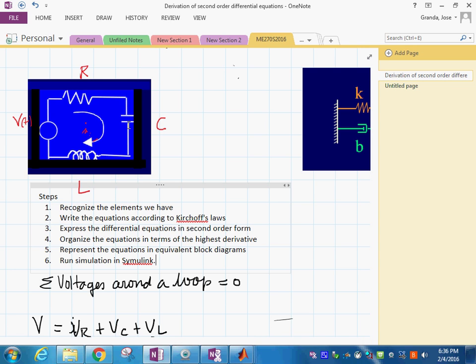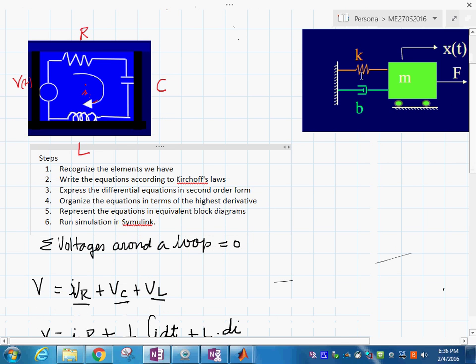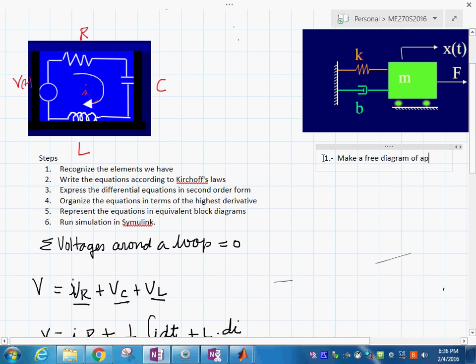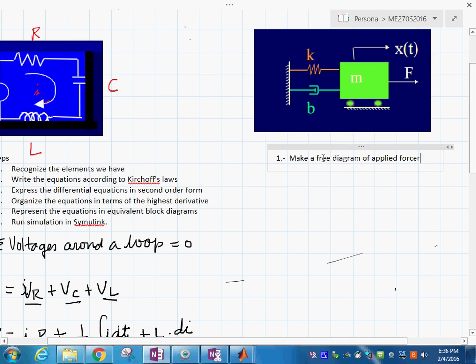For the mechanical side we can do the same thing, following a process to do the differential equations, but in this case, Newton's laws are going to apply. So we are going to apply Newton's laws, and step number 1 is to make a free body diagram of applied forces.